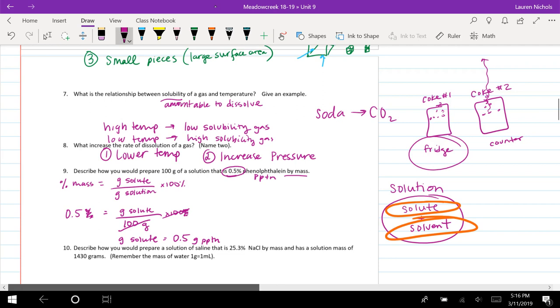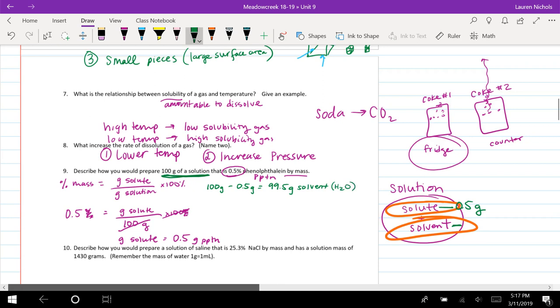And so we have that many grams of phenolphthalein. Now we said our total amount was 100. So if our solute is 0.5 grams, it means our solvent has to be everything else. So if I take 100 grams and subtract 0.5 grams, that gives me 99.5 grams of solvent, which they don't really say what it is, but it's probably water. Remember, water is our universal solvent.